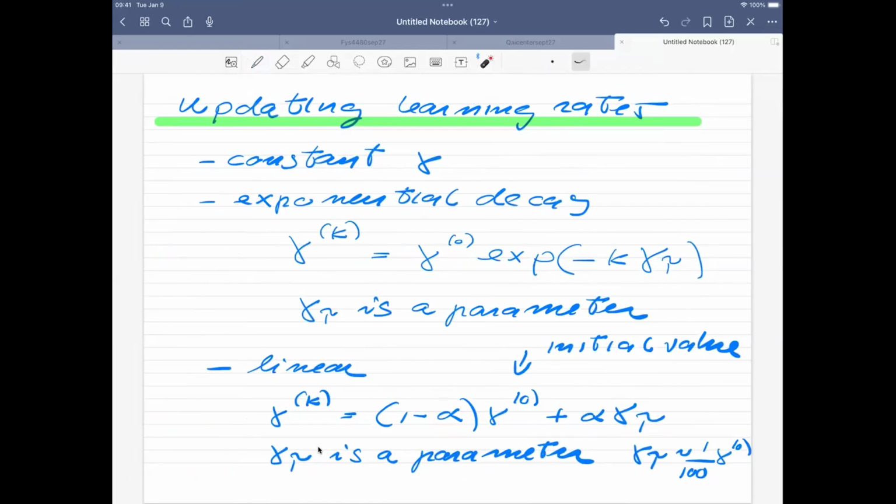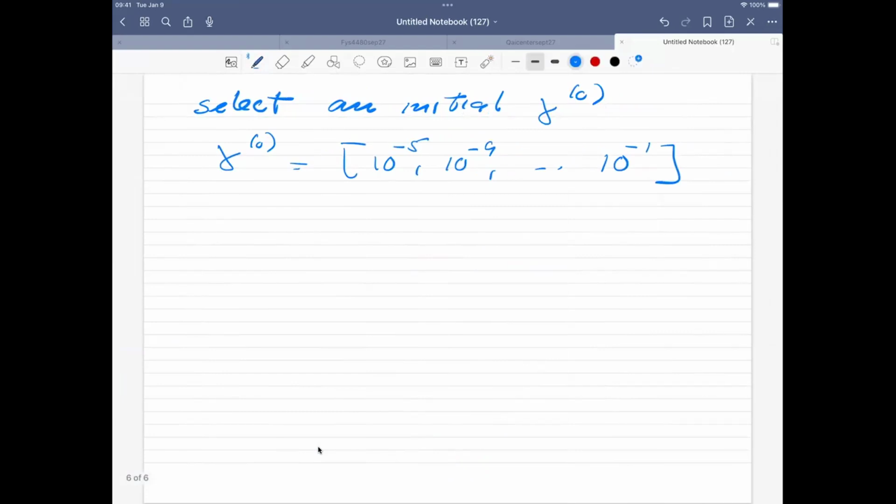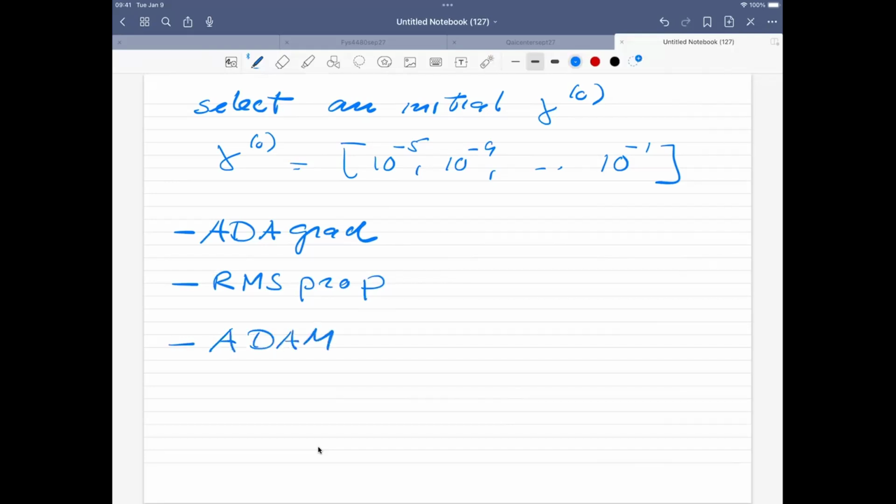Now, there are many, many other recipes, but we are not going to look so much into these details because the kind of dominating methods now are ADA-grad, adaptive gradient, and then we have root mean square propagation or just RMSprop. And finally, we have ADAM. And then we have different variants of these methods. And there's a lot of research on how to update this information about the learning rate in the best possible way.